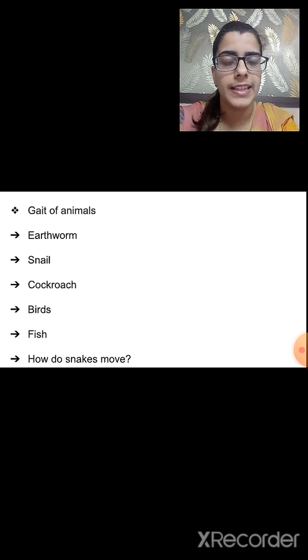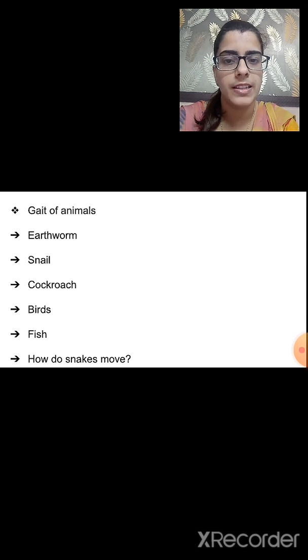Then we have studied the gait of the animals, the different movements that are shown by the animals. We have studied the movements in earthworm, snail, cockroach, birds, fish, and how do the snakes move.